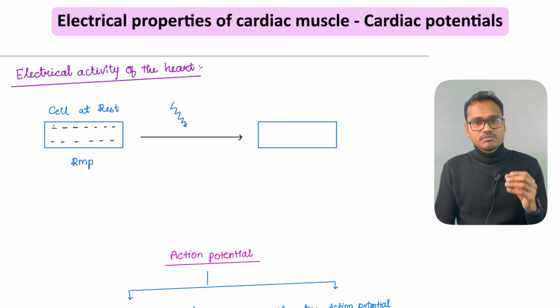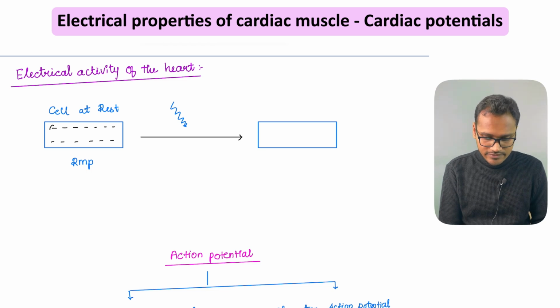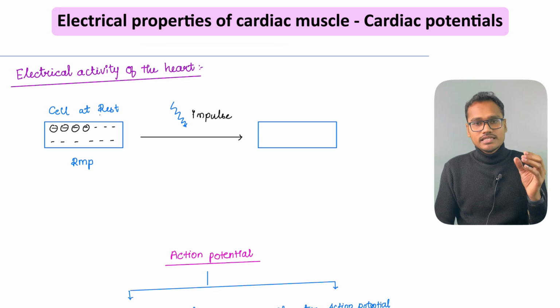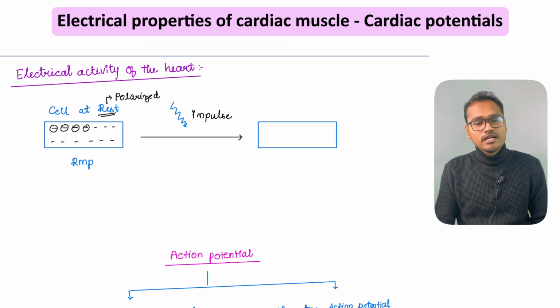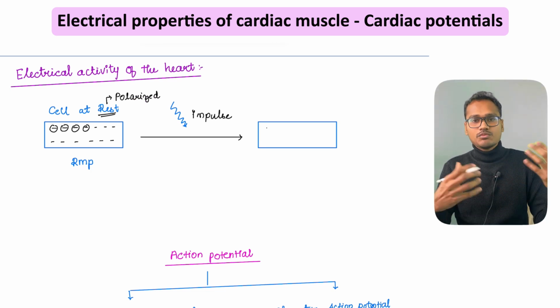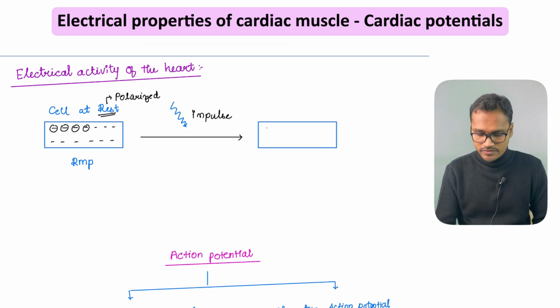The heart at rest, the musculature inside the cell, it is negative. This we all know. And whenever any impulse is given, suppose the SA node is fired, what is going to happen? This negativity inside the cell is going to get converted. Since the cell at rest is having some charges, it is called the polarized state. Now we are given an impulse and this negativity is going to get converted into positive charges.